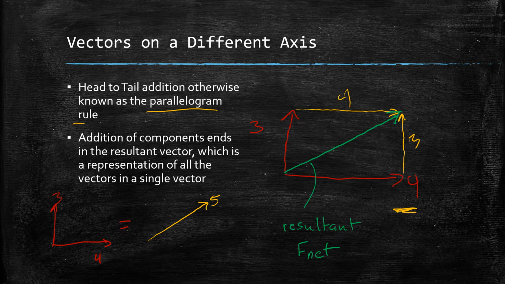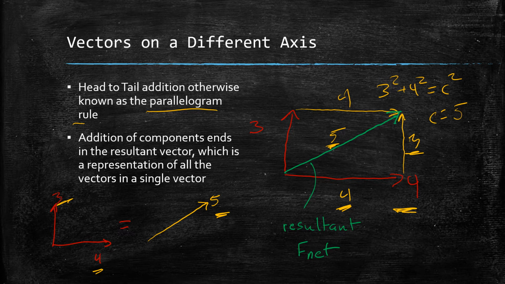This is the one-step definition of these two vectors together. Now we got that to be 5 because it's a 3, 4, 5 triangle from Pythagorean's theorem. 3 squared plus 4 squared equals c squared. So c is going to equal 5. We have 16 plus 9 is 25. Take the square root of that, we get 5.